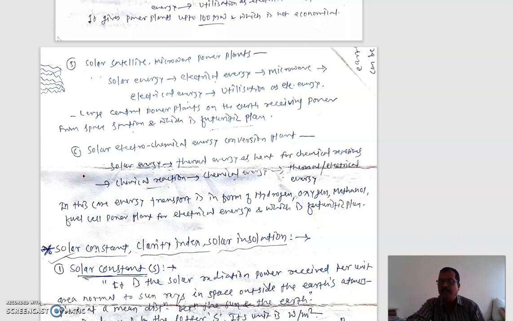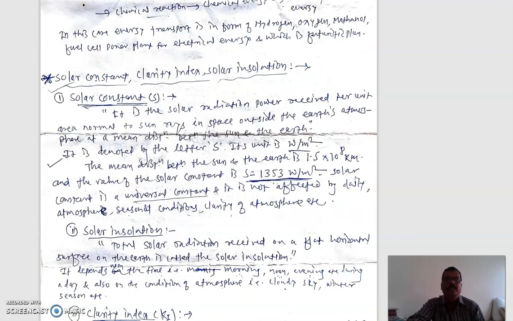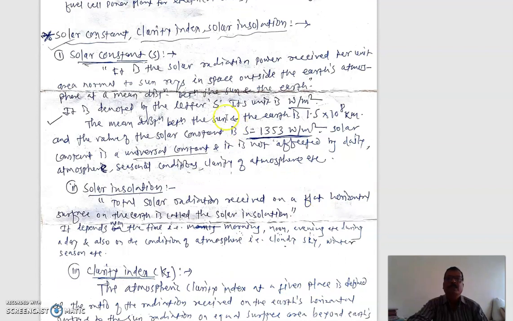Then we see next point, that is solar constant, clarity index and solar insolation.